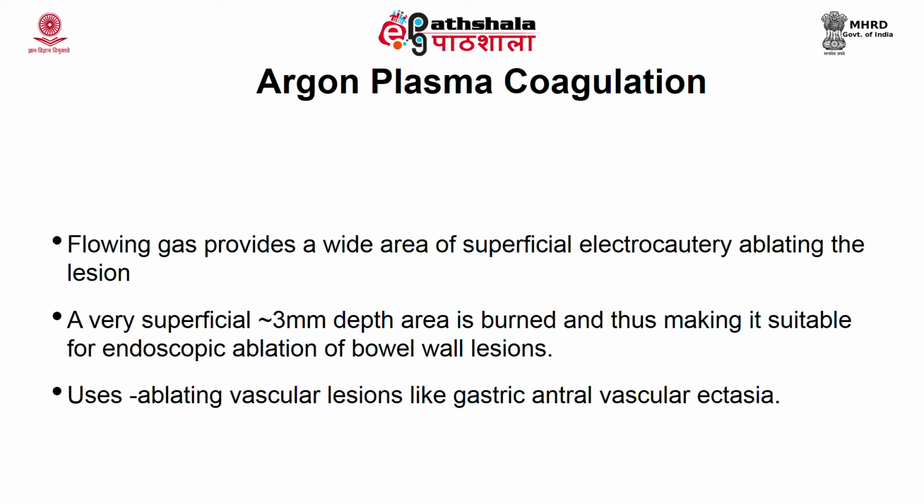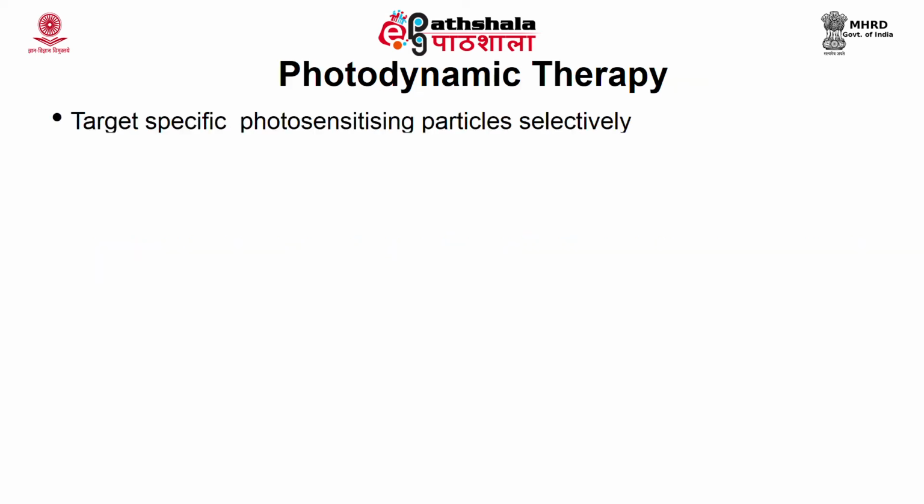So it is used to ablate surface lesions. Its penetration is not very deep. It's around 1 millimeter to a maximum of 6 millimeters, roughly around 3 millimeters on average. It is also used for diffuse liver bleeding. Now another concept is photodynamic therapy.